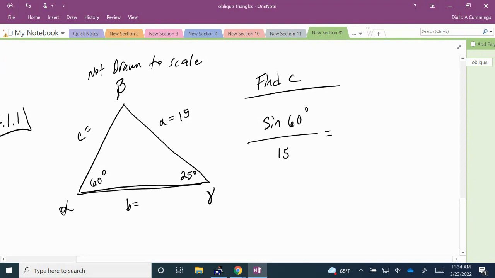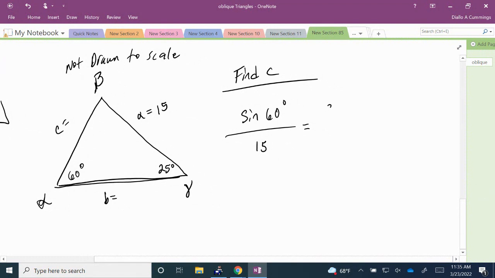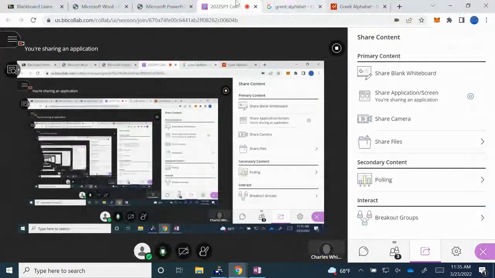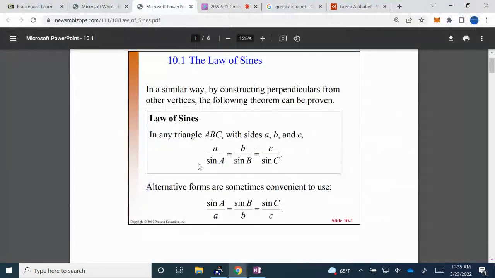That's equal to the sine of 25 degrees divided by C. All right, so keep in mind from our law of sines formula, as long as we put the sine of the angle divided by the corresponding side length, we're maintaining the correct property for using the law of sines.